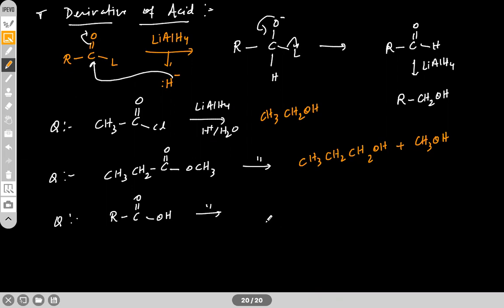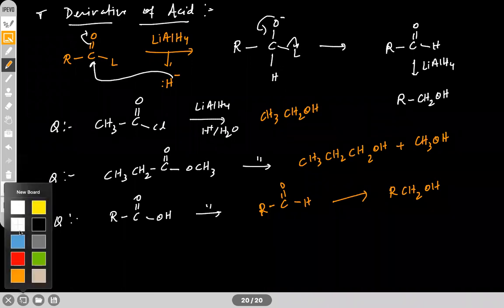Okay, this converts into RCHO, which further reduces into RCH2OH. Remember, this is possible when LiAlH4 is in excess. Then only it happens. This one is a bit different reaction. I'll show you how. Acid. It is exactly the same mechanism, but you may get confused, and that's why I'm discussing this.